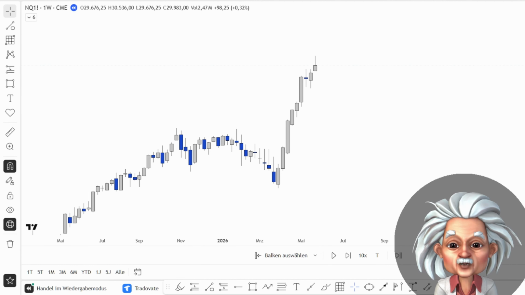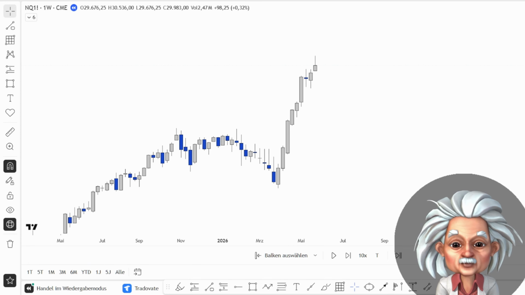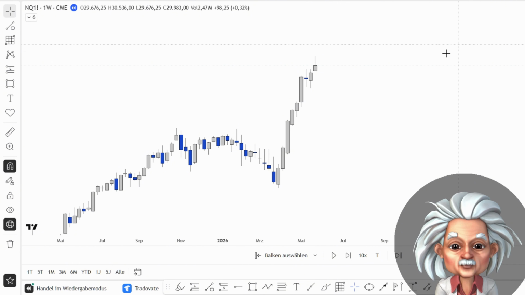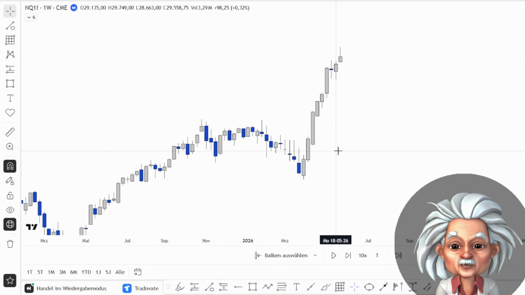Today I will show you the whole guide from the weekly chart analysis to pinpoint entries, and how to avoid the trap, the reason why so many traders took a loss this week on NQ. First, we start on the weekly time frame.